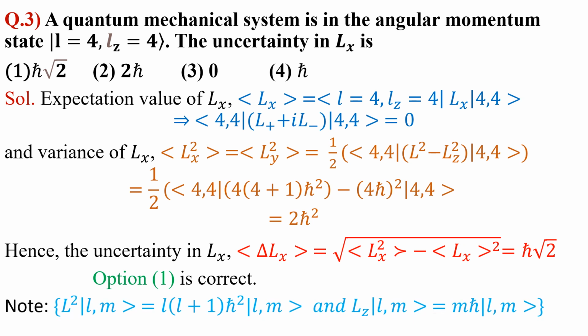Note, the L square operator on the L, M states gives the value L into L plus 1 h cross square, and Lz operating on the eigenvector L, M gives M h cross L, M.